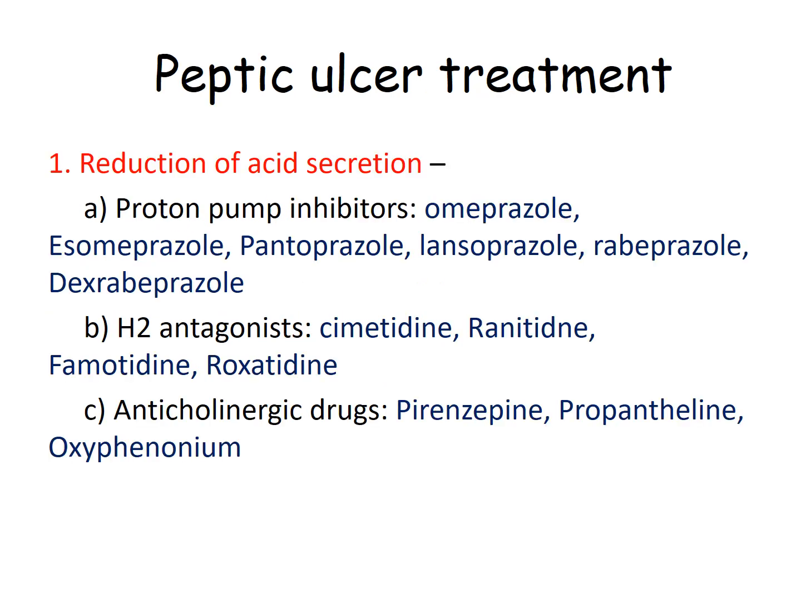The drugs for peptic ulcer are grouped into those which reduce the acid secretion. The first group of drugs helps to reduce the acid secretion. Out of that, there are 3 groups of drugs. One is proton pump inhibitors: Omeprazole, Esomeprazole, Pantoprazole, Lansoprazole, Rabeprazole, and Dexrabeprazole. Next group is H2 antagonists: Cimetidine, Ranitidine, Famotidine, Roxatidine. And the third group is anticholinergic drugs: Pirenzepine, Propantheline, and Oxyphenonium.